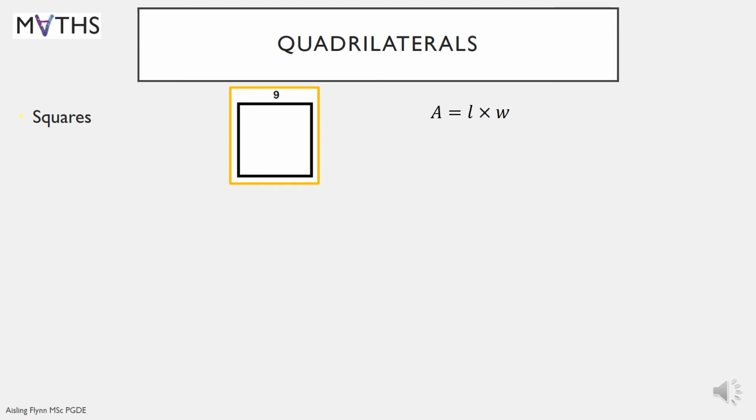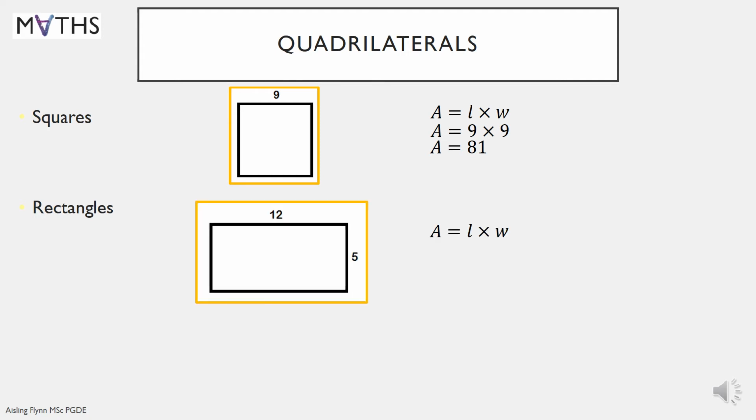So quadrilaterals, we just saw an example there. Squares, we can get the area of a square by multiplying its length by a width, like the previous slide. We know that squares have the same length and same width. So this one is 9 times 9, we get area 81. Rectangles, again, area is length by width. This example is 12 times 5.